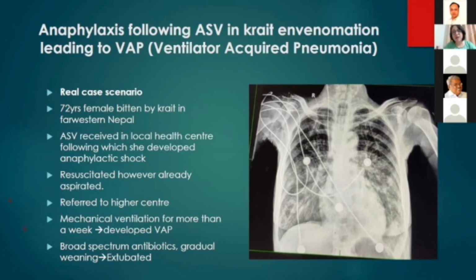After that, she was referred to the higher center. That was the hospital from where this picture has been taken. She was kept on mechanical ventilation for more than a week. She developed ventilator-acquired pneumonia. Broad-spectrum antibiotics were given, and the patient could luckily be gradually weaned off and extubated. So this case shows an indirect relationship of anaphylaxis following ASV leading to VAP.